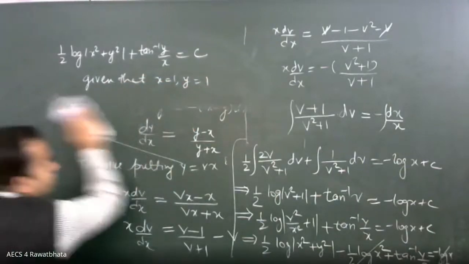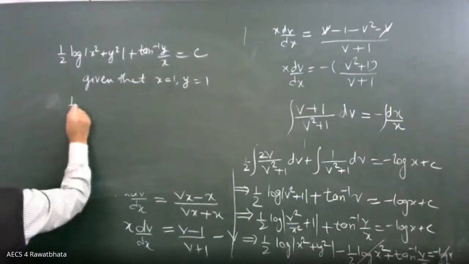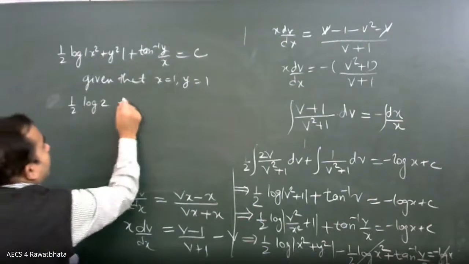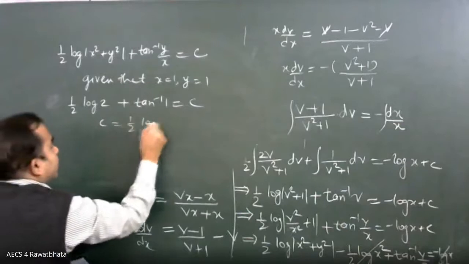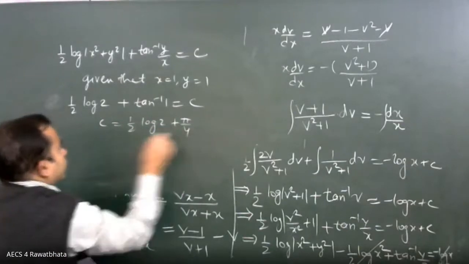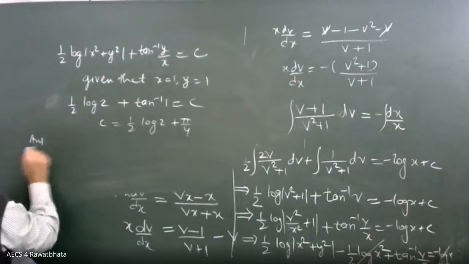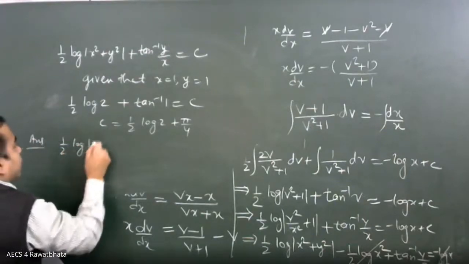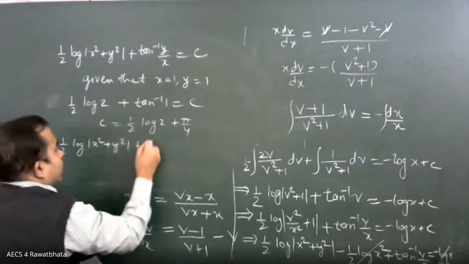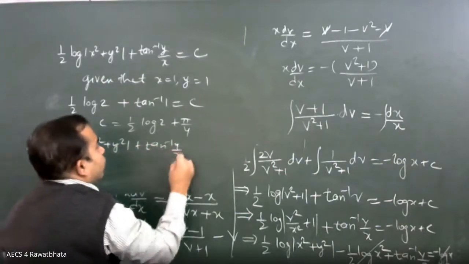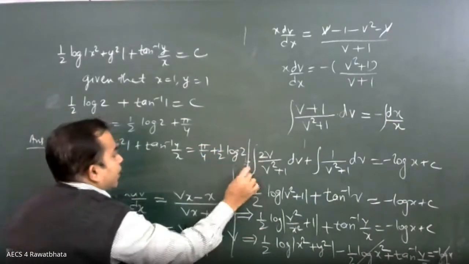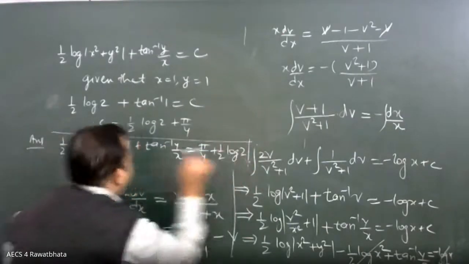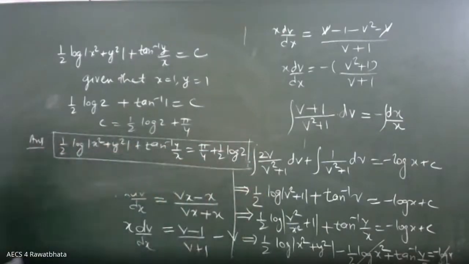And then this will become half log 2, 1 plus 1, 2, plus tan inverse 1 equal to C. So C is half log 2 plus tan inverse 1 is pi by 4. So my answer, final particular solution is half log x square plus y square plus tan inverse y upon x equal to pi by 4 plus half log 2. Check the answer, students, and tell me, is this right? Students, tell. Correct? People are telling correct, sir.